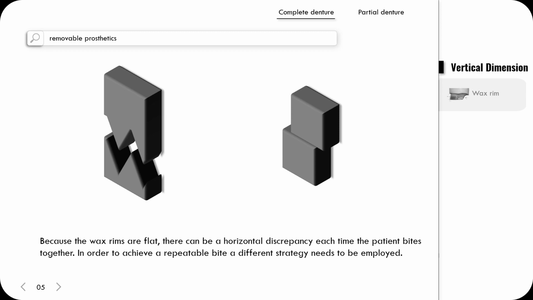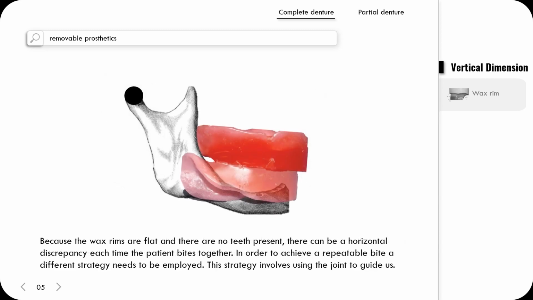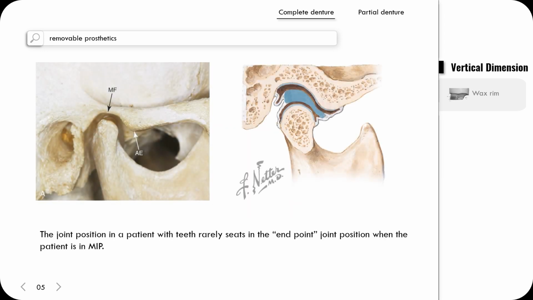Okay, so with that understanding that we have difficulty achieving a repeatable bite because of the lack of tooth contacts, we have to employ a different strategy to get the patient to repeatedly close in the same way. The way we do that is, instead of using the teeth, we're going to use their joint position as our reference to help us get a repeatable bite. So let's go back and look at our TMJ, and let's dive into this.